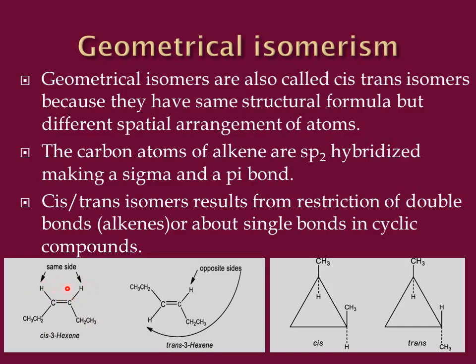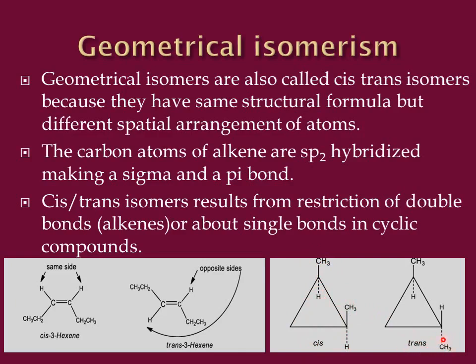Similarly, you can see the cis isomerism in the cyclic structure. The two identical groups are above the plane in cis isomerism, whereas in trans isomerism, these two identical groups are present on opposite sides of the plane.